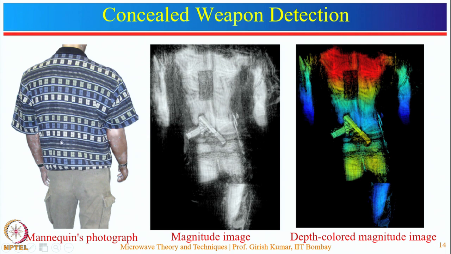The corresponding variations can be seen in the image profile when it is created after post processing. So, this is the image which is created after post processing. It shows the concealed weapon which is with the person. The colored image can also be created. Here in this case, this red color shows the less distance with respect to the measurement system and blue color represents the more distance with respect to the measurement system.